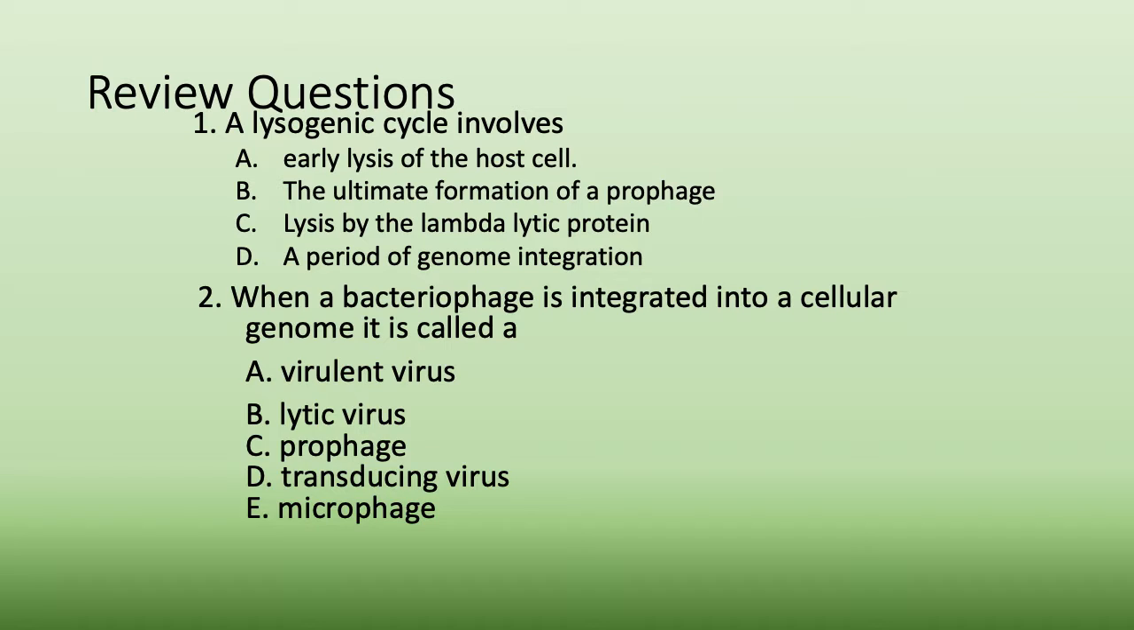Close, there's a better option. What did she say? She said B, the ultimate formation of a prophage. I said B. Oh, sorry, I thought you said B, my bad. No, it is D, yes, a period of genome integration. So it gets incorporated into the host cell, my apologies.